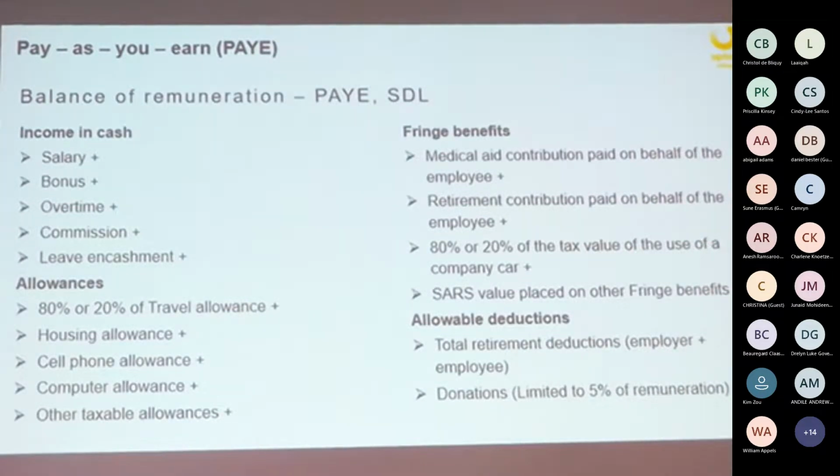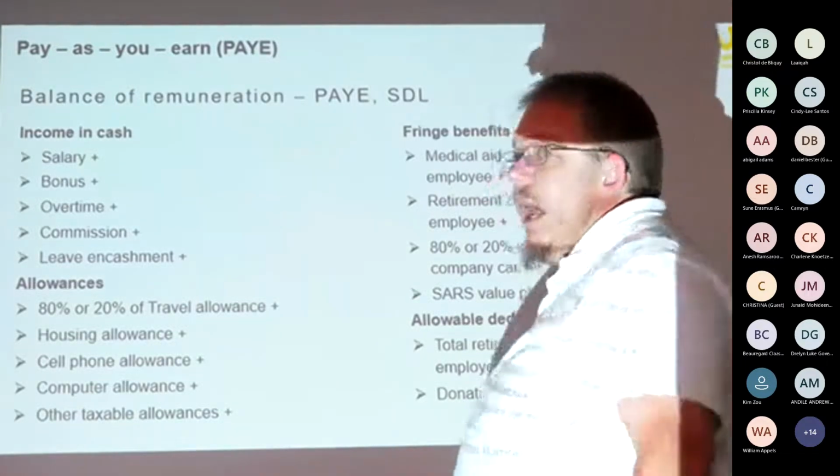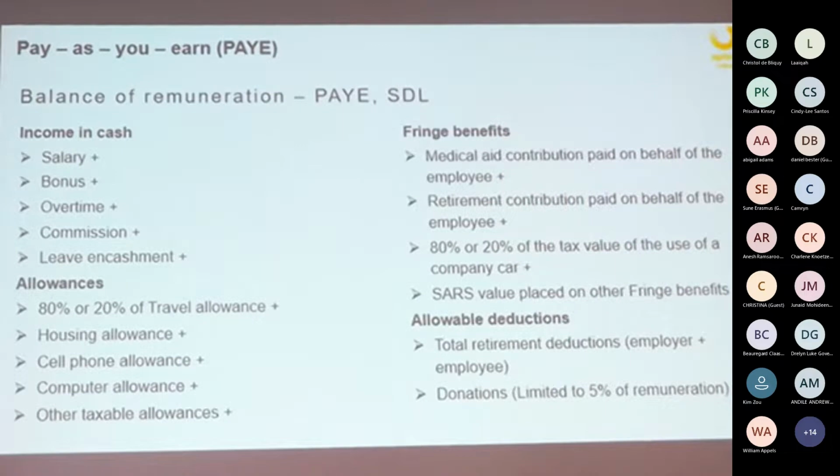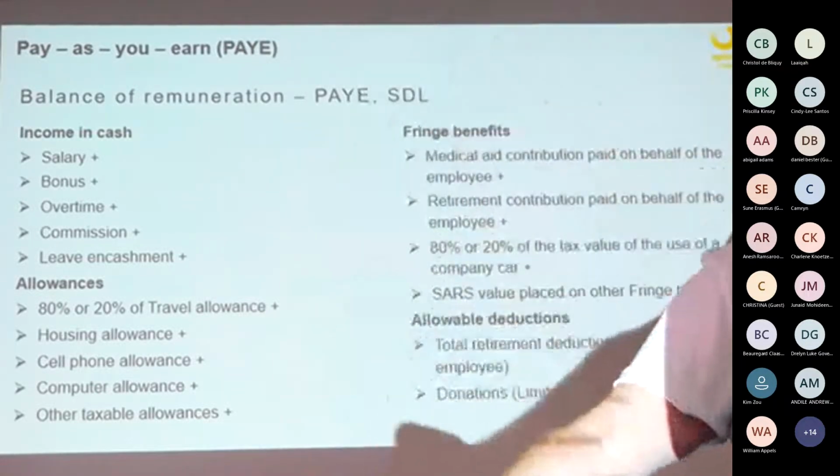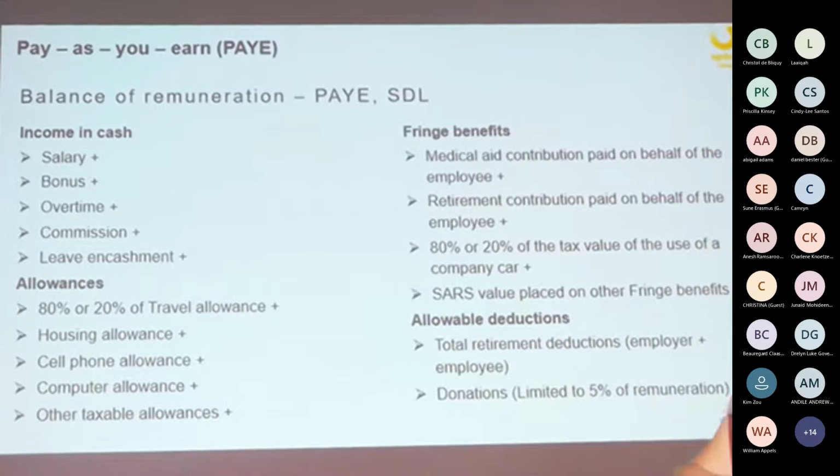It's called the 80-20 rule. I don't know if it's really called that or if I just made that up, but it's the 80-20 rule. It means you need to work out how much you travel for business purposes and for private purposes. If you get a travel allowance, you must keep a record. The law is very clear on that. You need to keep a record.